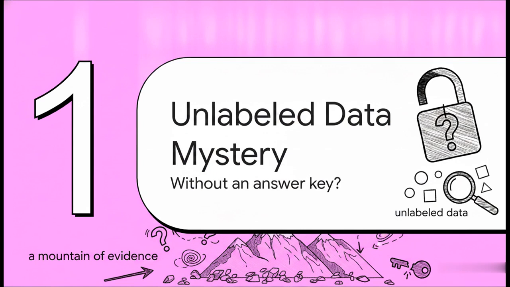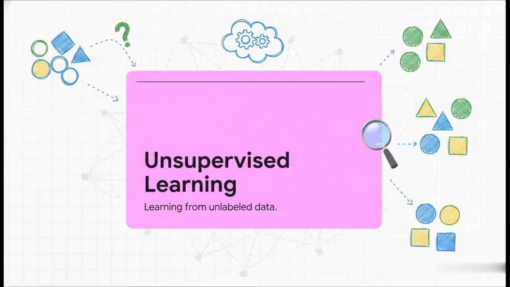To solve that mystery, we need to look at Section 1, the Unlabeled Data mystery. What happens without an answer key? Well, this brings us right to unsupervised learning. Now, that might sound a bit like a classroom without a teacher, but it's actually the incredibly powerful process of learning from unlabeled data. This is the absolute core of what we're talking about today. When we say unlabeled, we just mean the data doesn't come with any predefined tags, categories, or historical outcomes attached. There's literally no answer key. We're just feeding the algorithm a massive pile of raw information and essentially saying, all right, figure it out. Show me the structures you naturally see.